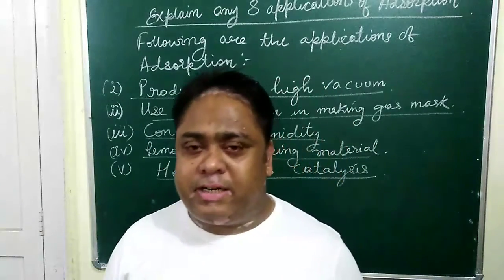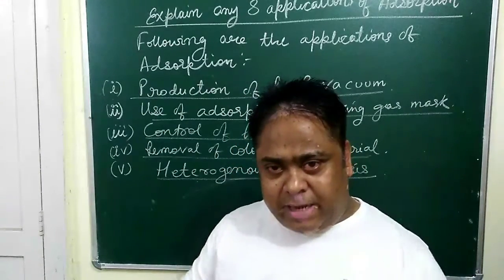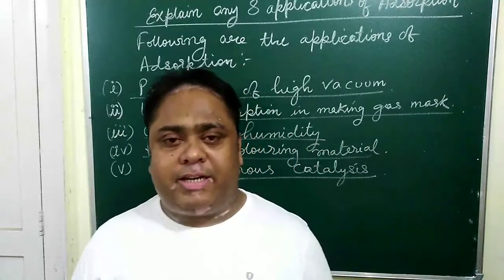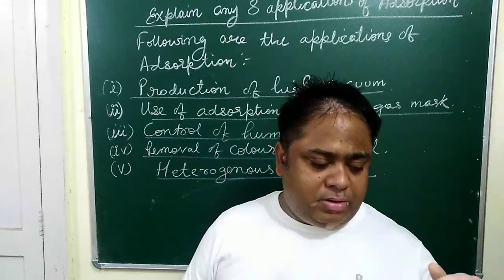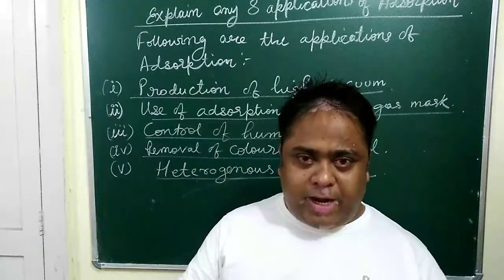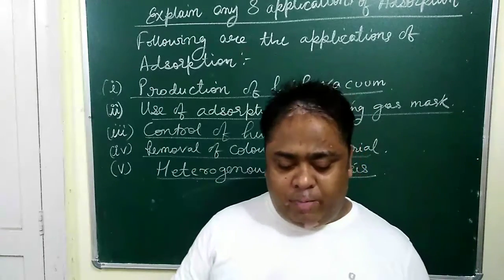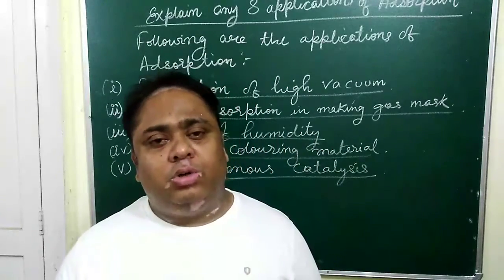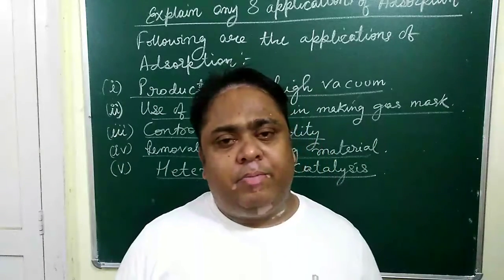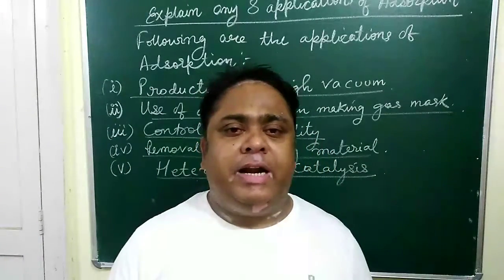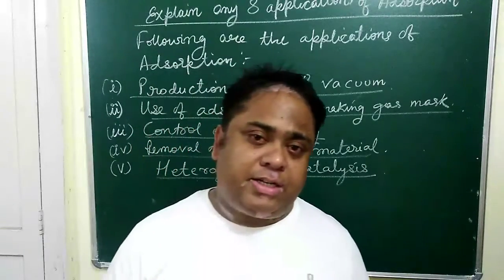Now what is the meaning of heterogeneous catalyst? If the state of matter of the reactant, the substrate and the catalyst is the same, then we call it a homogeneous catalyst. But if the state of matter of the reactant, the substrate and the catalyst are different, then we call it a heterogeneous catalyst. Like oxidation of sulfur dioxide to sulfur trioxide. Sulfur dioxide is a gas, sulfur trioxide is also a gas, and this takes place in presence of vanadium pentoxide. This vanadium pentoxide is a solid. So it is a heterogeneous catalyst.